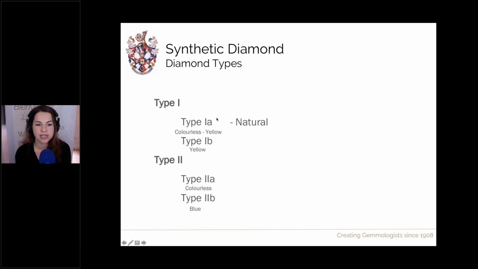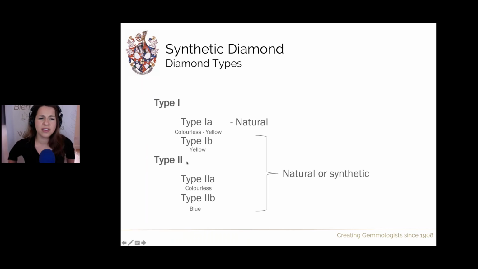So for a colorless, near colorless stone that we're testing with this piece of equipment, if it's a type 1A, it's natural, no question. All the other types can be natural, but very rarely occur in nature. All these other types make up less than 2% of natural diamonds, but all synthetic diamonds will be of this diamond type. So for our colorless stones, whether natural or synthetic, if it's not a type 1A, it's going to be a type 2A. So that's how we can separate the types out.